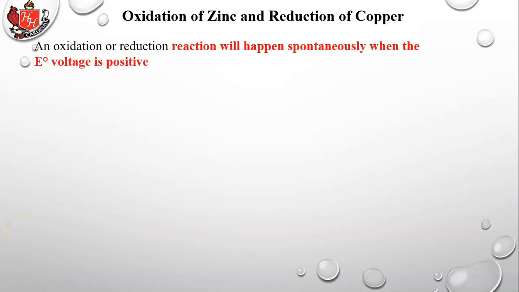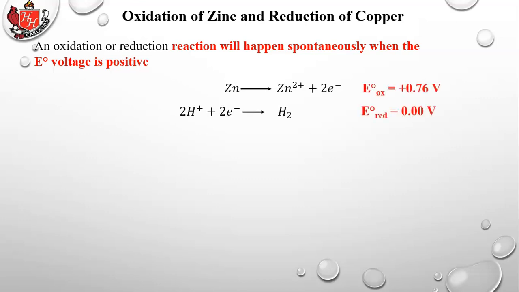So an oxidation or reduction reaction will happen spontaneously when the standard voltage is positive. So zinc, let's look at what's happening here. Zinc is being oxidized. It's losing 2 electrons to become a zinc 2 plus ion, and that will happen naturally because the standard oxidation potential is positive, plus 0.76. And those two electrons will go to the hydrogen. So it'll go to two hydronium ions. It will jump onto those hydronium ions and turn them into a hydrogen molecule.